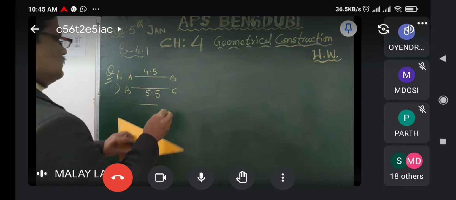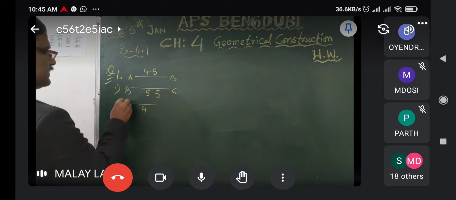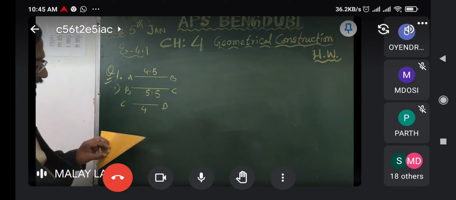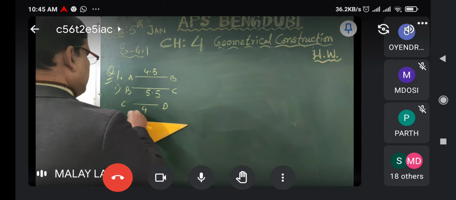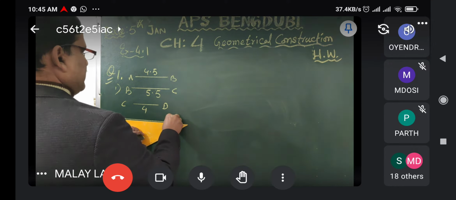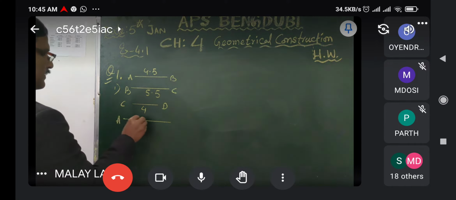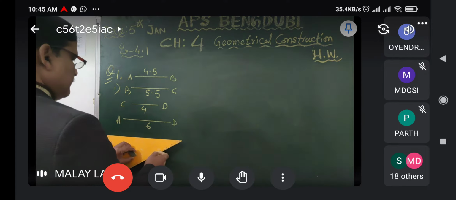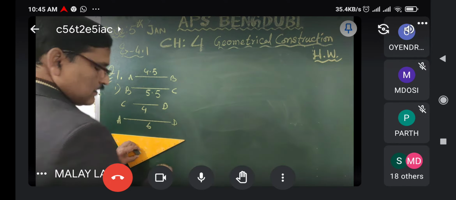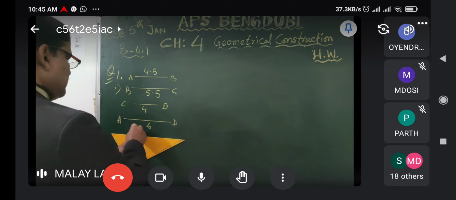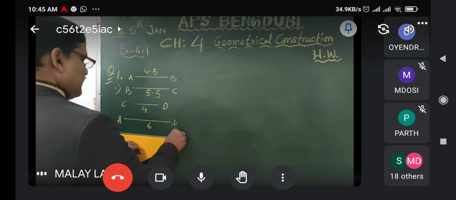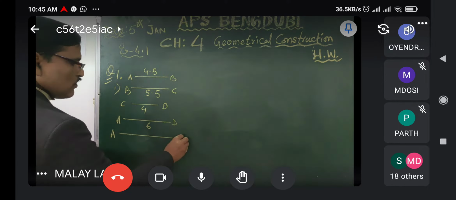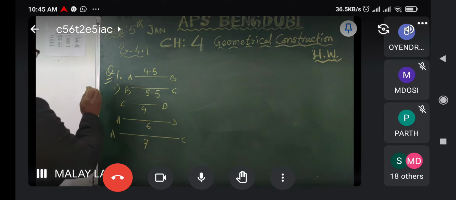Then CD is 4 centimeters. Then AD is 6 centimeters. Now AC is how much? AC is 7 centimeters, the longest one. Okay, 7 centimeters. Now what to do?